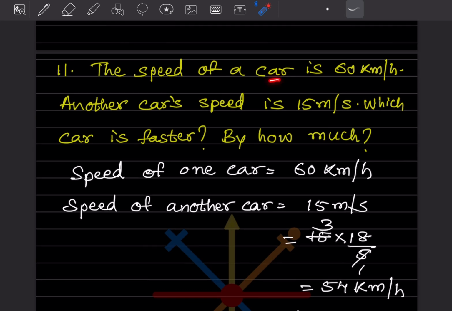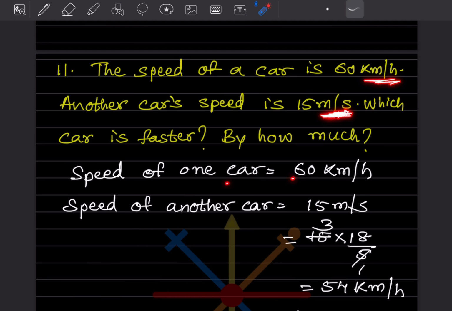The speed of a car is 60 km per hour. Another car's speed is 15 meter per second. Which car is faster, and by how much? Now see here, this is in kilometer per hour and this is in meter per second. So the first thing we have to do is convert this also to kilometer per hour.